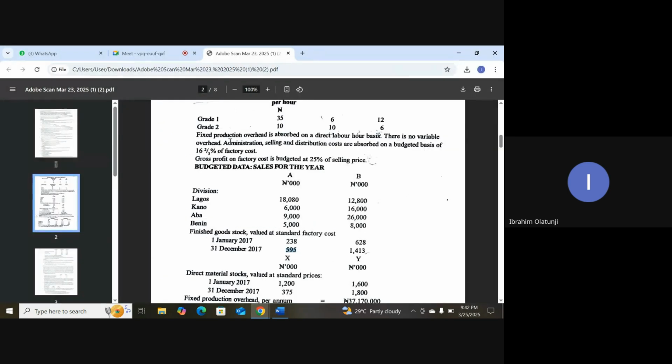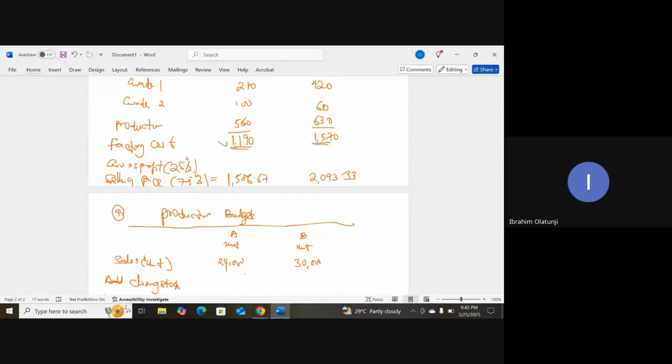Factory cost is 1,190. So for us to get the unit, because you can see finished goods value as standard factory cost. It is the factory cost they use to value it before they get 595,000. So we want to know the unit. 595,000 divided by the unit, so we have 500 units for our closing in A.